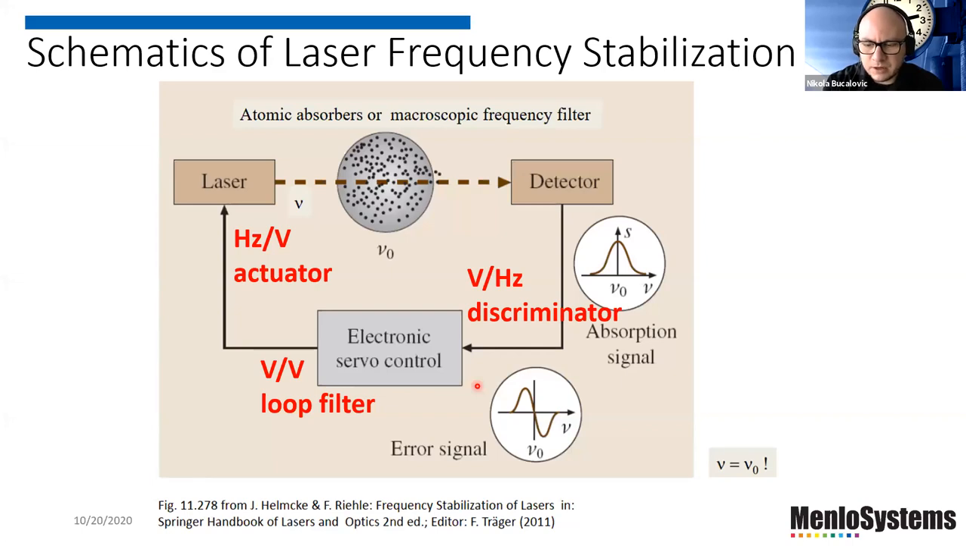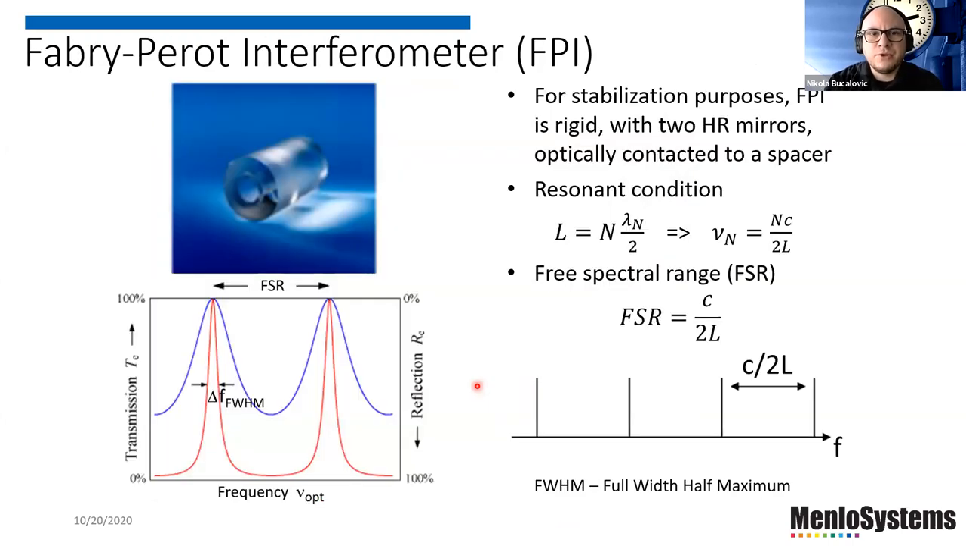So in order to make a clock, first you need to pre-stabilize the laser to a rigid reference cavity. It's just a chunk of super stable glass. My image here is quite blurry, but you use a piece of a very special glass that is called ULE glass. And by contacting two super reflective mirrors to this spacer, you can construct a reference cavity which resonates at certain frequencies. And these resonances you use as a reference for your laser stabilization.